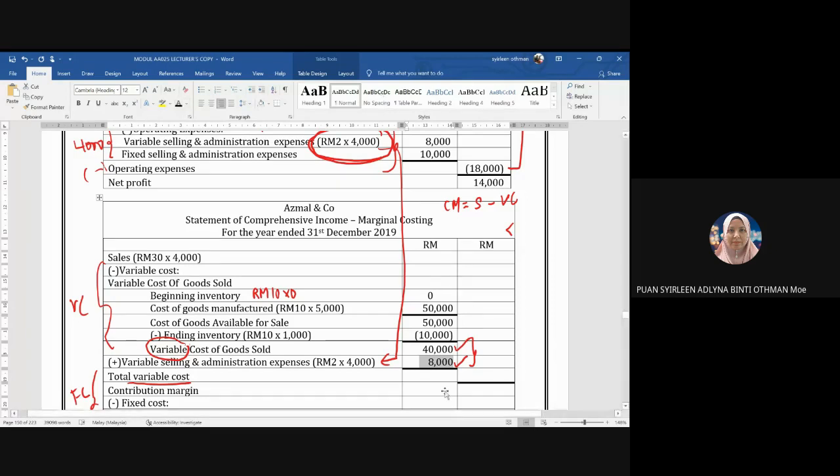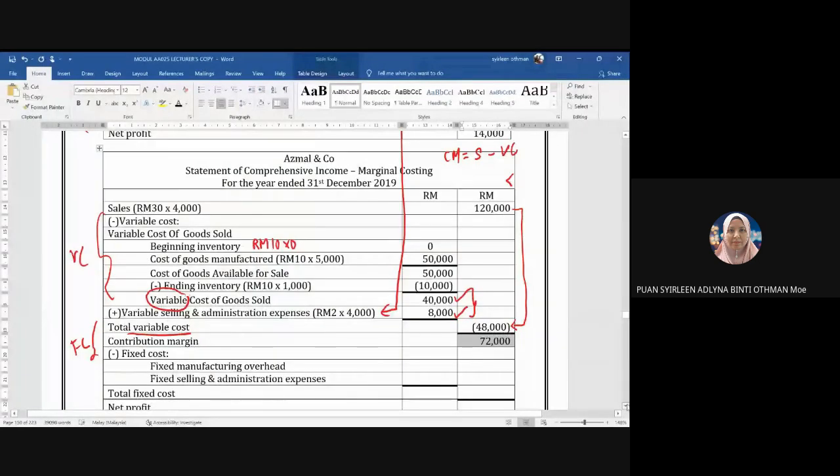Okay, so sekarang you ada 40,000 untuk variable cost di factory and then 8,000 untuk variable cost di selling and admin. Okay, so your total variable cost is 48,000. Okay, so sales tadi, sorry, I didn't highlight this one. So sales tadi is 120,000 sama. Jadi sales minus variable cost total, kita akan dapat contribution margin. Okay, so contribution margin you ialah 72,000. It's not gross profit ya, it's contribution margin.